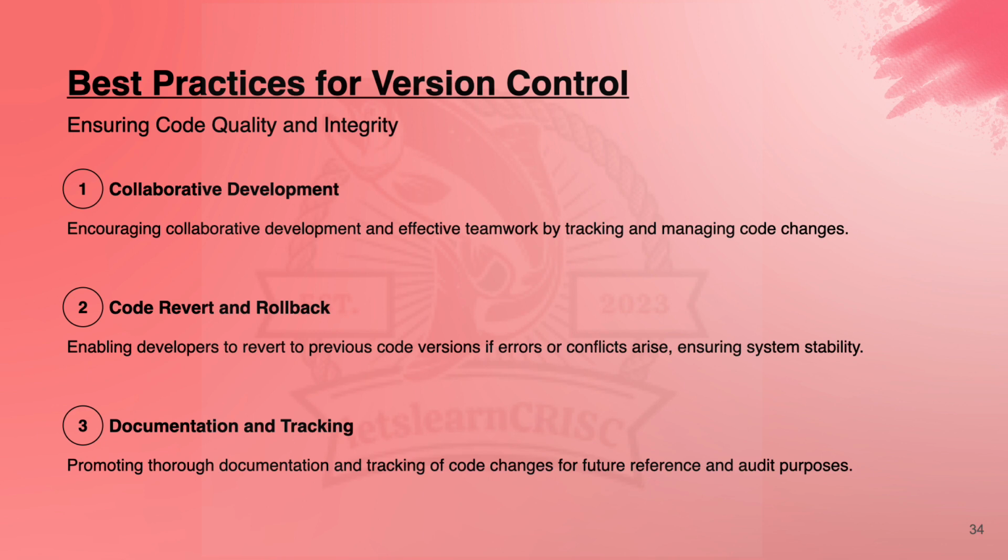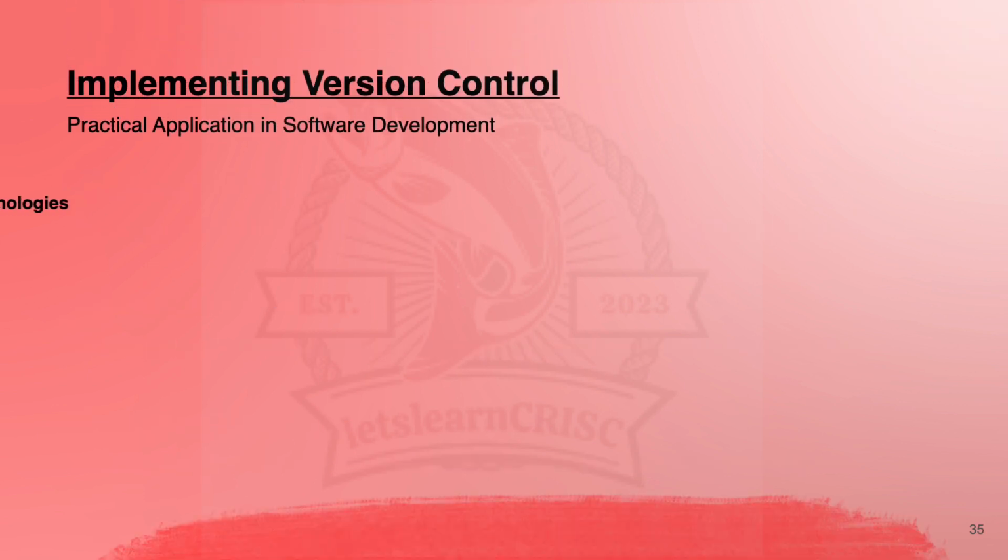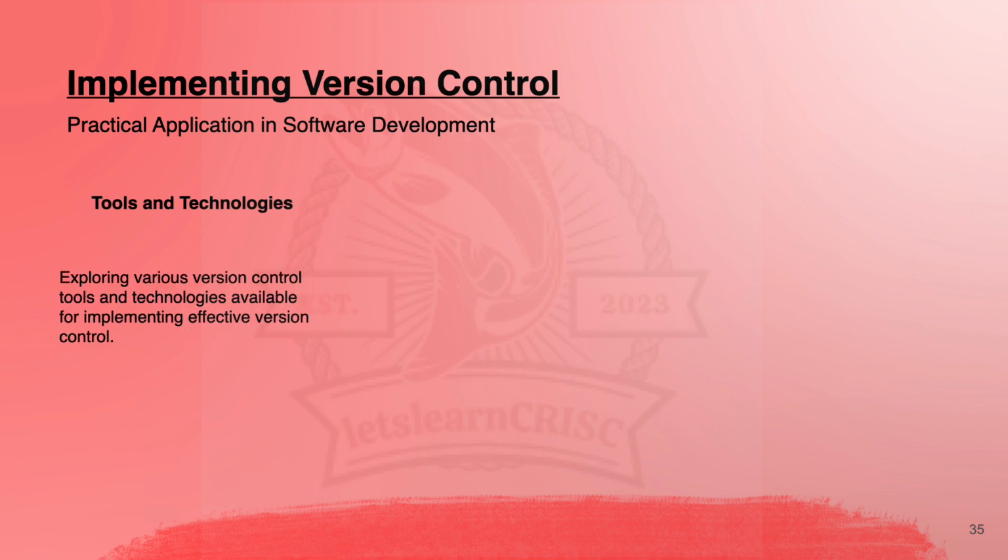Next is implementing version control, that is a practical application in software development. The first is tools and technologies. Friends, under tools and technologies, version control involves exploring the various tools and technologies designed for effective code management. These tools help to track changes, collaborate, and maintain the project integrity.